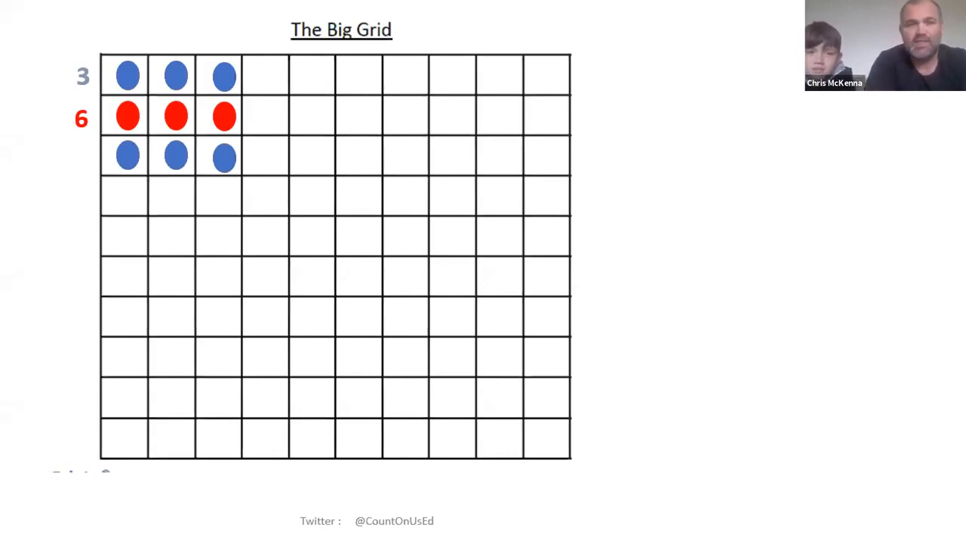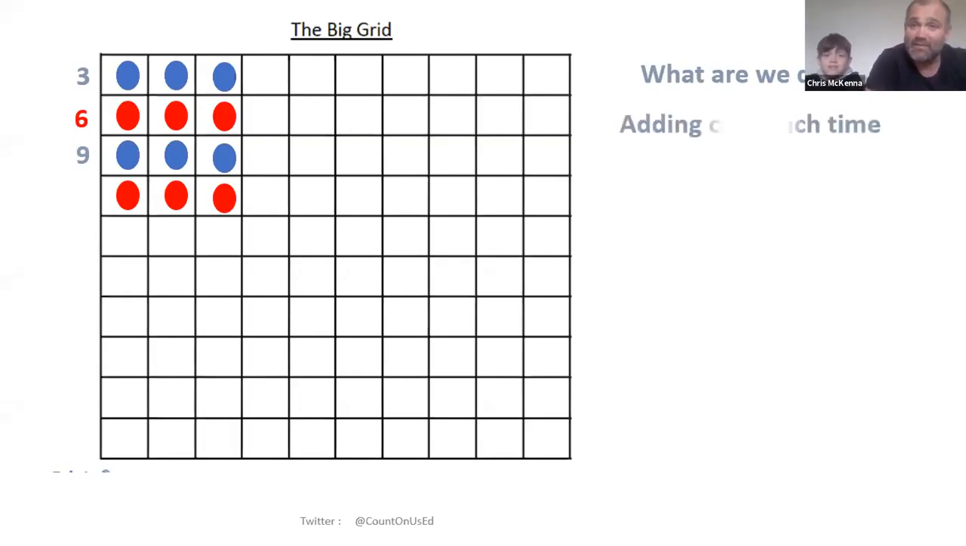Now I put 3 more dots into the big grid. How many dots is that? 9. What have I done now? Put 3 more dots in the big grid. Now I want you to stop. I want you all to think, what are we doing here? Austin, don't shout anything out, but what am I doing here? You're adding 3 every single time. I'm adding 3 every single time.